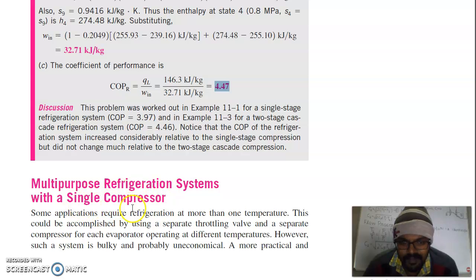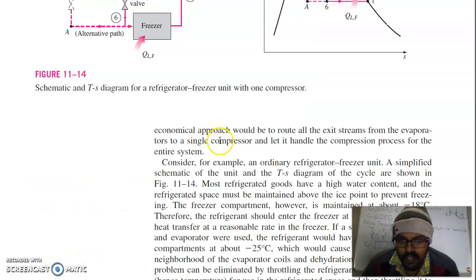Multi-purpose refrigeration system with a single compressor. Some applications require refrigeration at more than one temperature. This could be accomplished by using a separate throttling valve and a separate compressor for each evaporator operating at different temperatures. However, such a system is bulky and probably uneconomical. A more practical and economical approach would be to route all the exit streams from the evaporator to a single compressor and let it handle the compression process for the entire system.